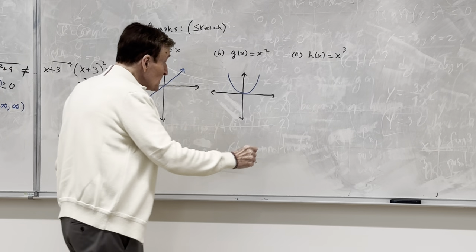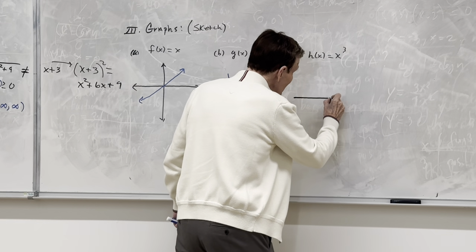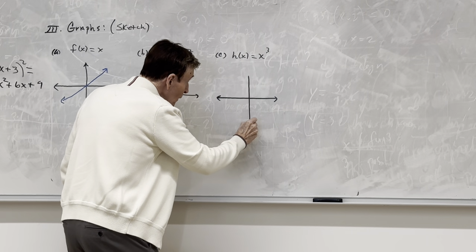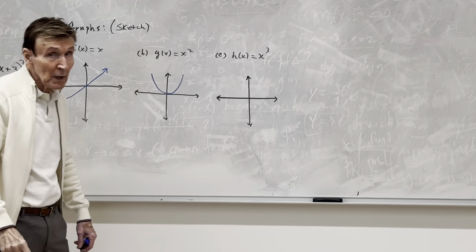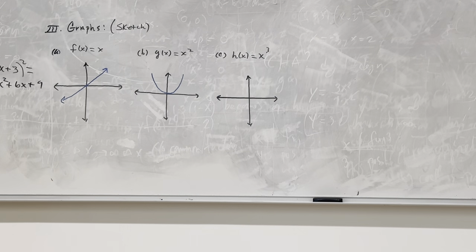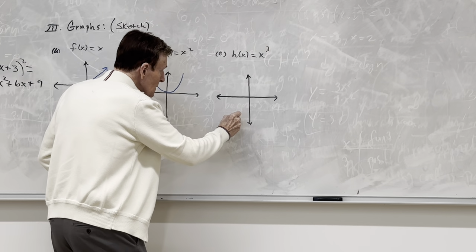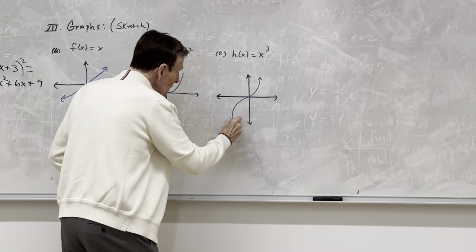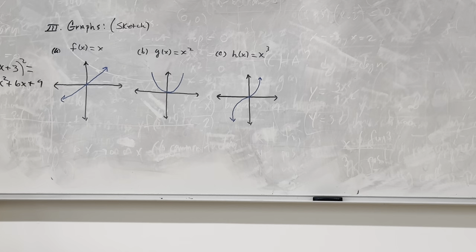X cubed, some students may recognize it as a graph. Can anyone describe x cubed? You could always plot points, like you did back in middle school, and connect the points to get the shape. But does anyone think they know the shape of an x cubed function? Yes? Something like an S, like this. It has a little curve to it, and does something like that. That's the graph of x cubed.